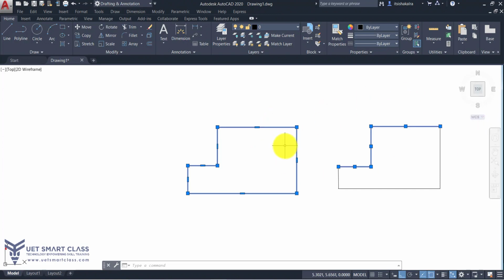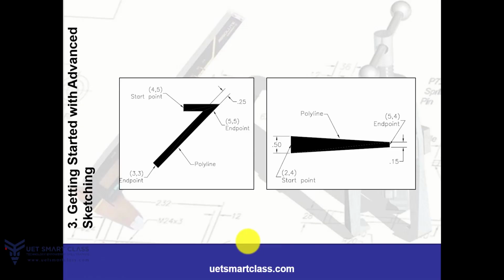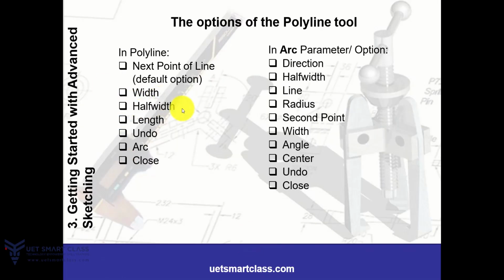So it means you can draw a rectangle through polyline. It will be a single object. If you want to modify one of the segments, you can draw through line, where all the segments of the rectangle would be separate, different objects. Alright.